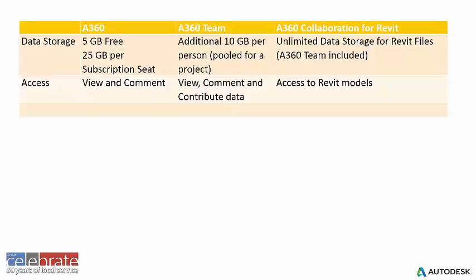With A360 Team, you get an additional 10 gigabytes per person, which can be pooled to create a larger data storage site for your project. And you have access to view, comment, and contribute data to the project. With A360 Collaboration for Revit, you get unlimited data storage for your Revit files, and A360 Team is included with that subscription. And your access gives you access to the Revit models and the ability to view, comment, and contribute other data.